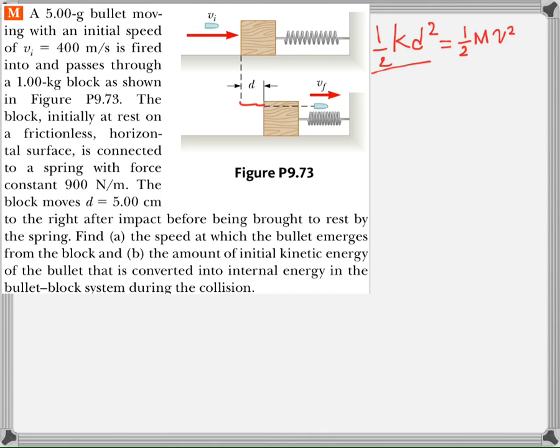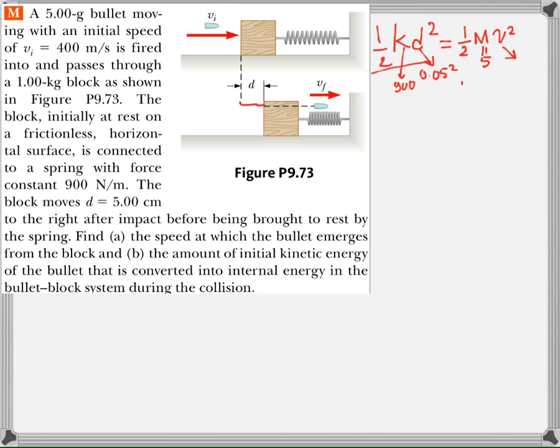But I know what M is, 5 kilograms. M is 5. And D is given as 5 centimeters, but you have to convert it to meters. So you should write it down as 0.05 squared. And K is given. The spring constant is 900 Newton per meter. So you can easily solve for V, right?